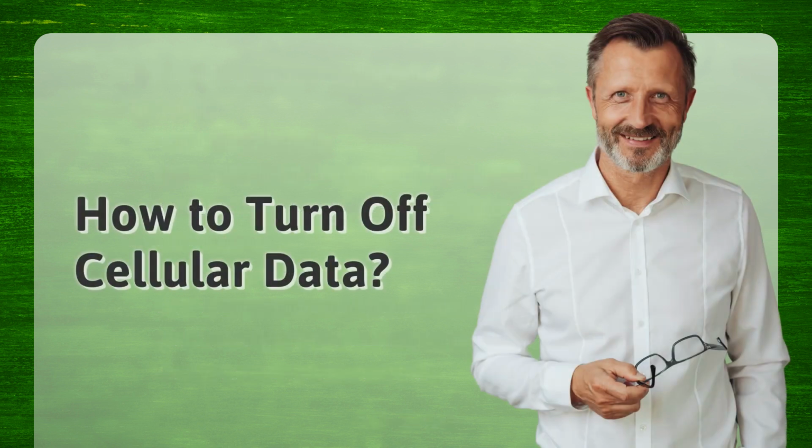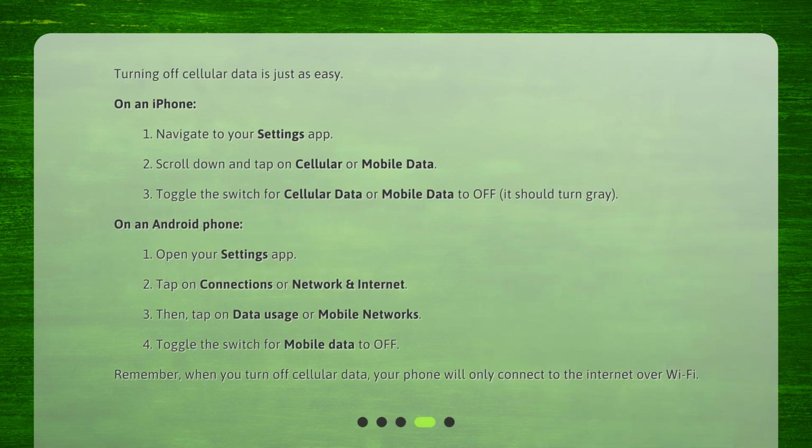How to turn off cellular data. Turning off cellular data is just as easy. On an iPhone, 1. Navigate to your Settings app. 2. Scroll down and tap on Cellular or Mobile Data. 3. Toggle the switch for cellular data or mobile data to off.